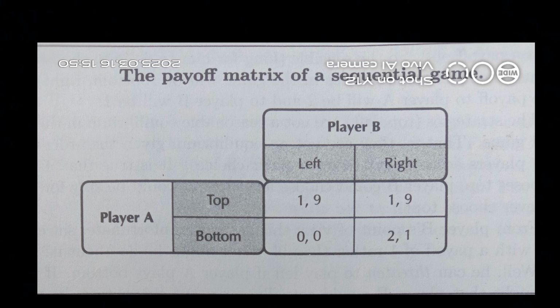Let us understand this sequential game through the game matrix. Please look at the game matrix table. In the first round, player A chooses top or bottom. Player B observes it and then chooses either left or right. So in this game, there are two Nash equilibria. First is top left and the second is bottom right. However, one of these equilibria is not reasonable.